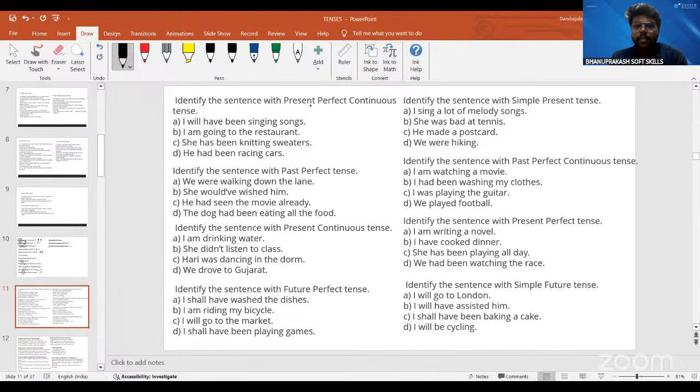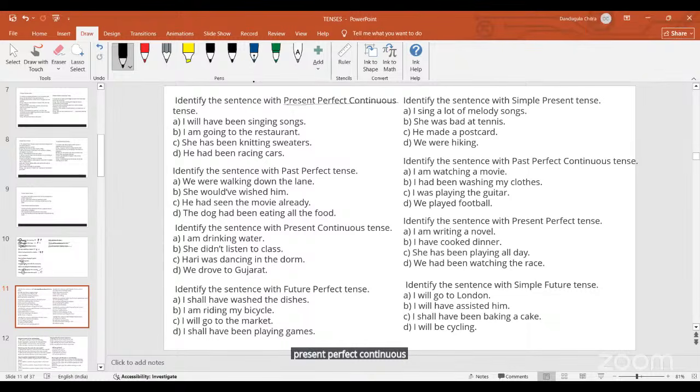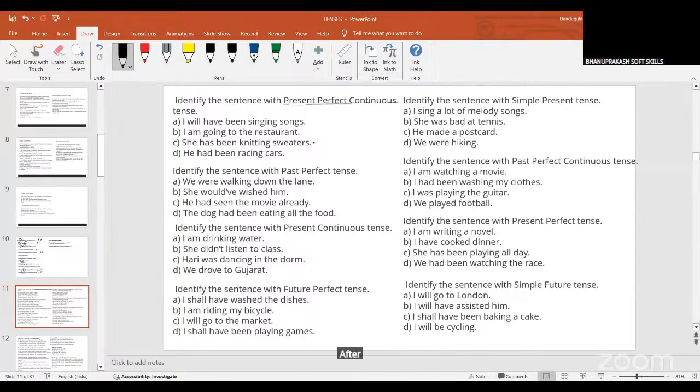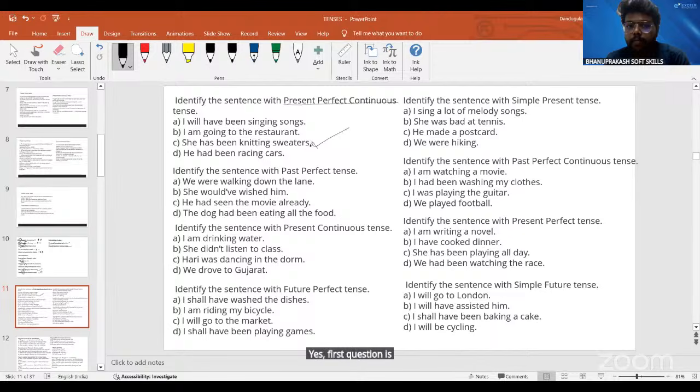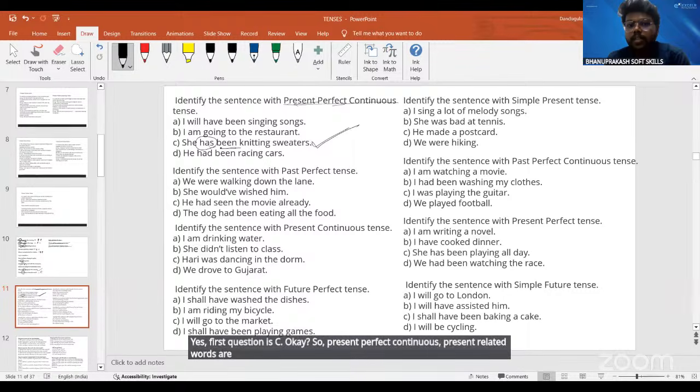Identify the sentence with the present perfect continuous. C, sir. First question, C. Yes, first question is C. So present perfect continuous. Present related words are has, have, and been is related to perfect continuous.